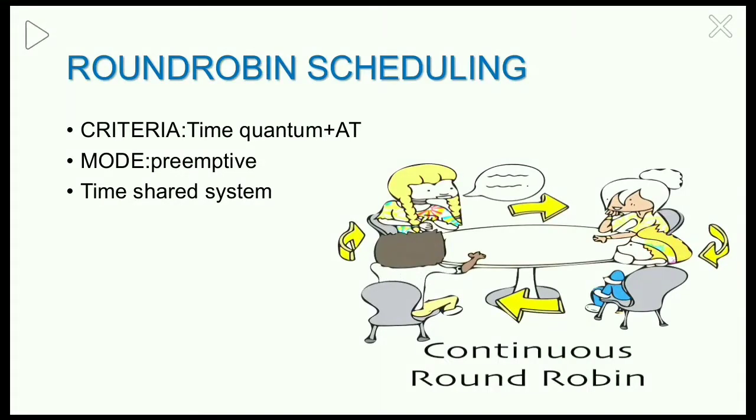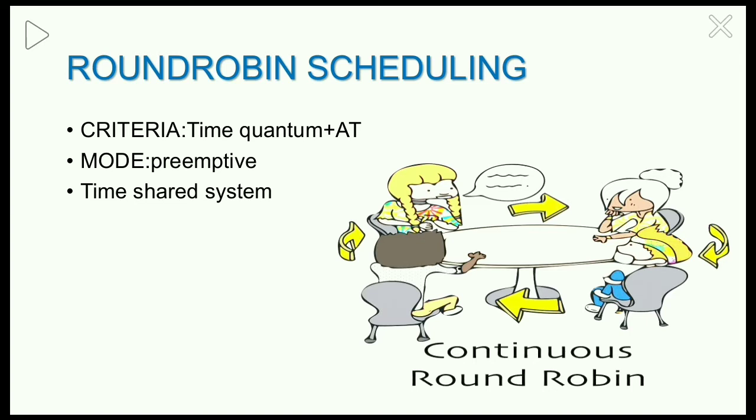In this video we are going to learn about the round robin scheduling algorithm. It is basically a time shared system, and here the main criteria is the time quantum. Each process will get a chance to execute for a time quantum with a time limit. Plus, we have the criteria of arrival time.